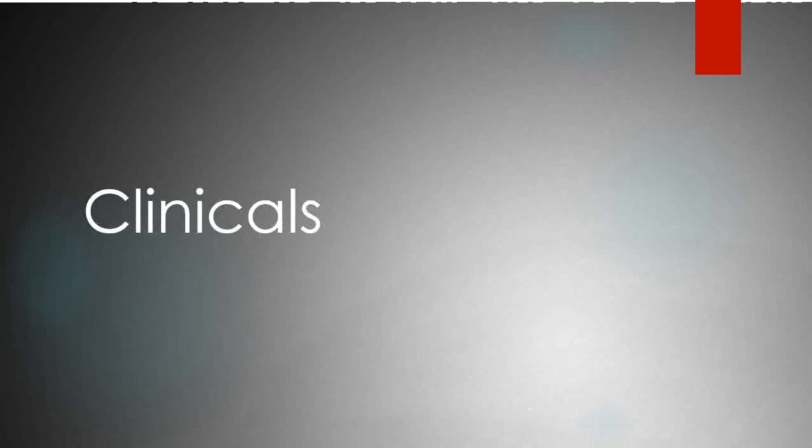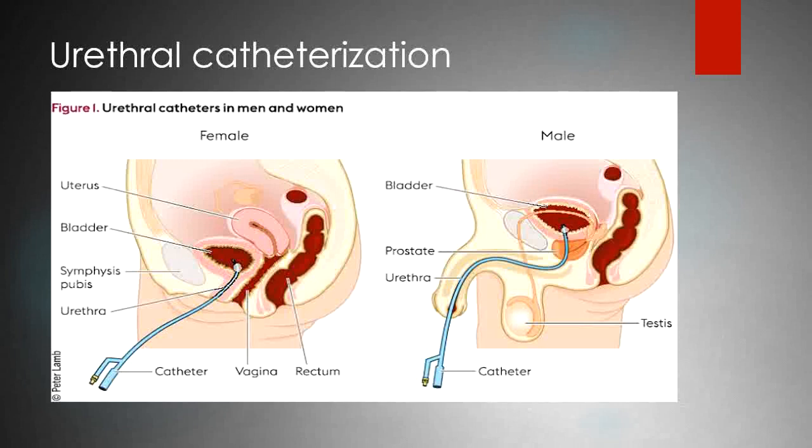Now I will explain some important clinicals related to the urethra. So first of all is urethral catheterization. If there is a person who is unable to micturate, or we want to obtain an uncontaminated sample of urine, or if we want to irrigate the urinary bladder of a person, then we perform urethral catheterization. The person performing the urethral catheterization should keep in mind the normal curves of the male urethra.